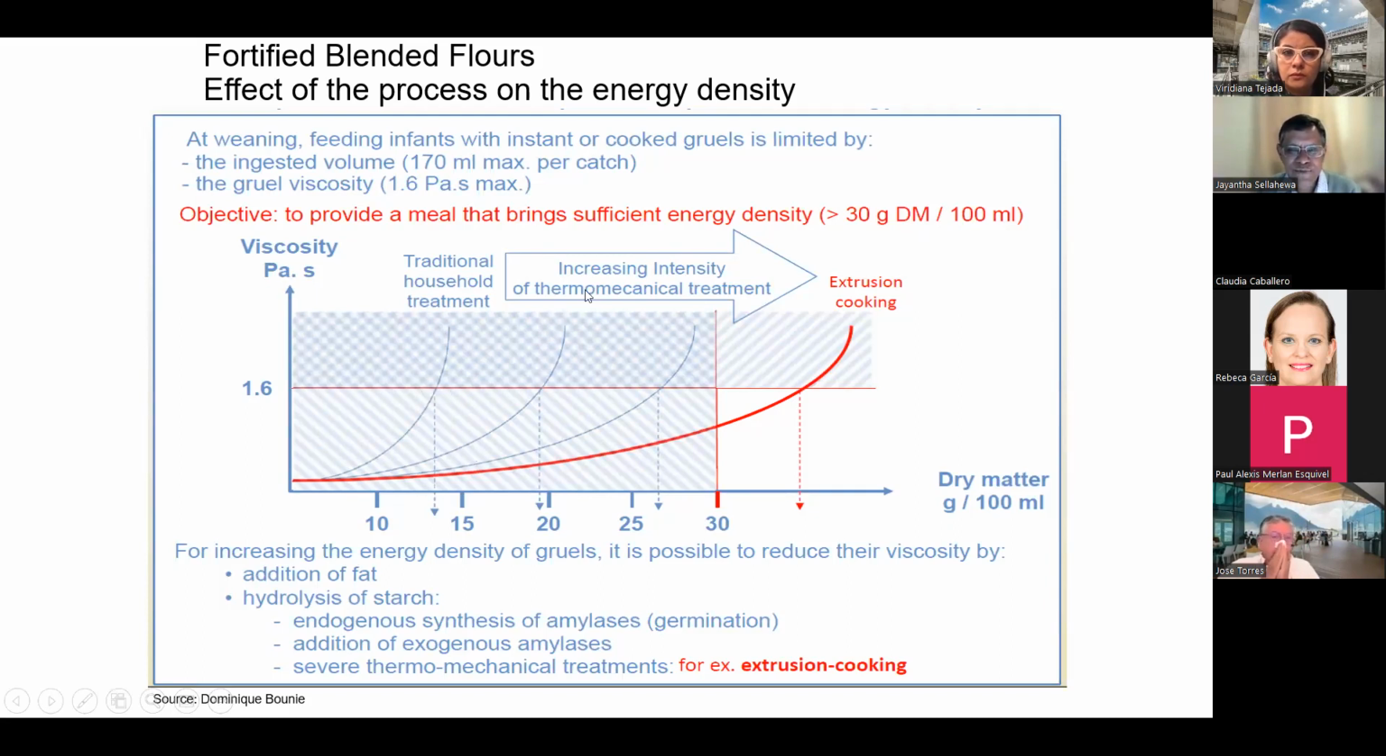But as we increase the thermomechanical energy of the cooking process, like in extrusion, you can see this red curve, which is the extruded product. You can add 30 grams of dry matter, which is what we are trying to do, but the viscosity is well under the limit. So the bottom line is this: you can get the right nutritional density in the right volume and the right viscosity, and that is why extrusion cooking is used to pre-cook blended flours.